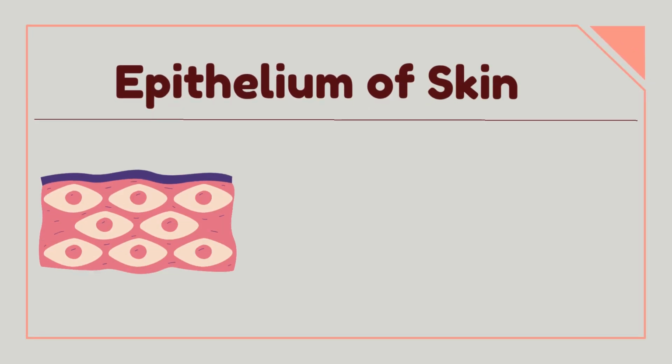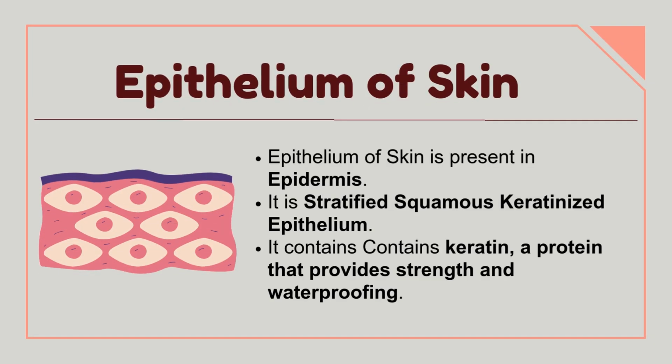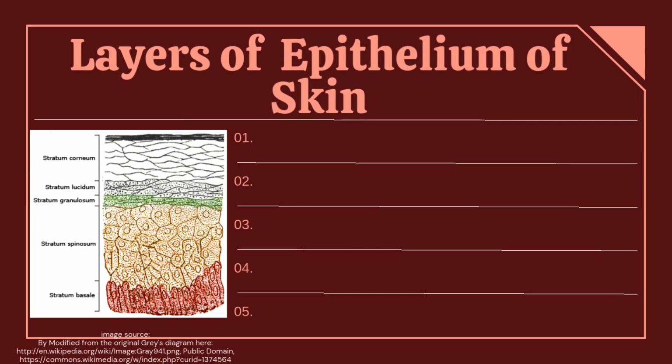What is the epithelium of skin? Epithelium of skin is present in epidermis. It is stratified squamous keratinized epithelium. It contains keratin, a protein that provides strength and waterproofing. What are the layers of epithelium of skin? It has 5 layers of cells.